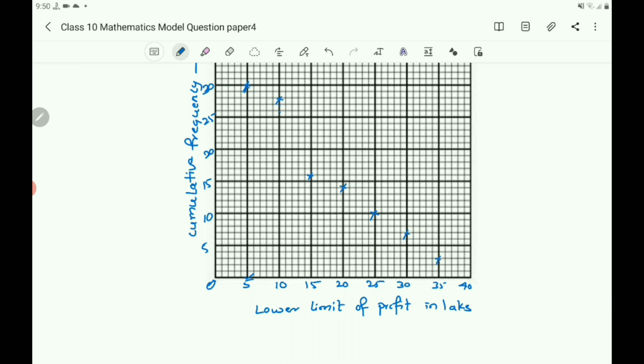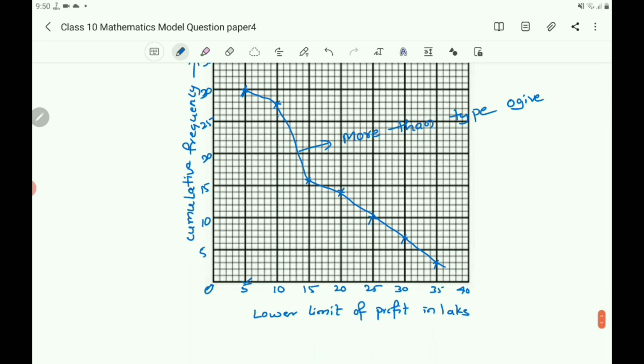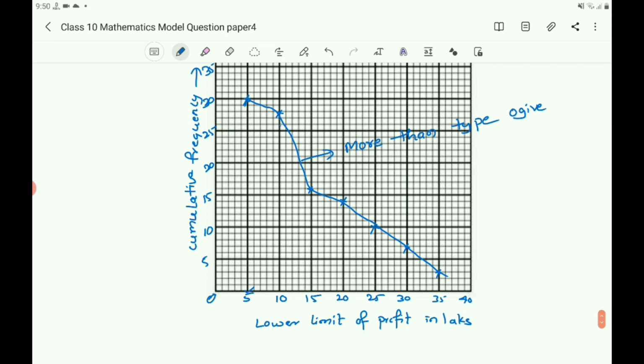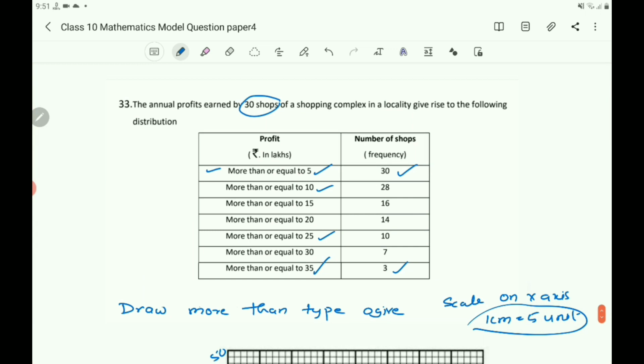Now you join all these. You will get an ogive. Now you got a more than type ogive. Here the lower limit of the class is taken along the x-axis and the cumulative frequency is taken on the y-axis, and here the scale is 1 centimeter equals 5 units. So here the 3 marks questions are completed.